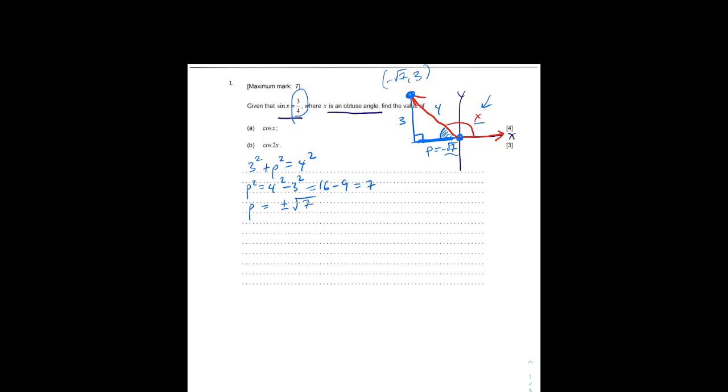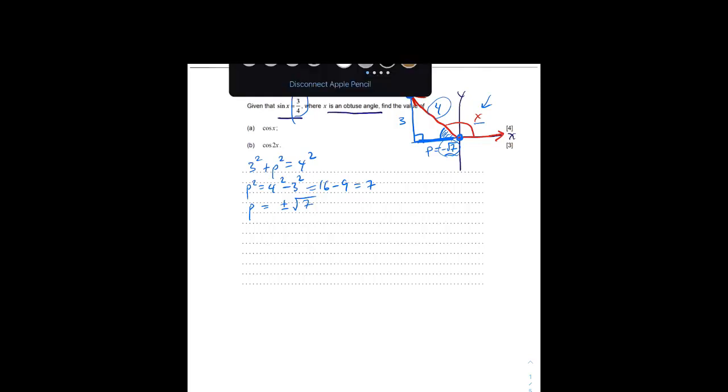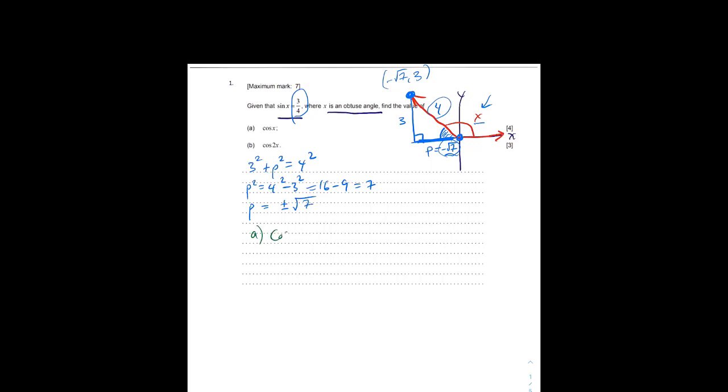Okay, so let's go ahead and answer the question now. Since we know that cosine of this angle will be the what? It'll be the adjacent side over the hypotenuse, or you can call it x over r, is what I tend to refer to it as. We already know this answer. So part a, the cosine of x will equal negative root 7 over 4. And that's your solution, not much to that. Okay, so part b, cosine of 2x.